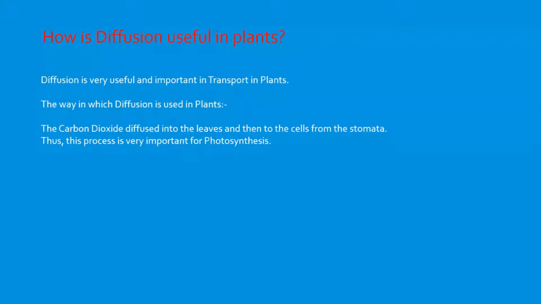Let us now discuss how diffusion is useful in plants. Why are we learning about diffusion in transport in plants? There must be a reason, right? Diffusion is very useful and important in plants. The way in which diffusion is used in plants is that carbon dioxide is diffused into the leaves and then to the cells through the stomata. This process is very important for photosynthesis because carbon dioxide is very important for photosynthesis.